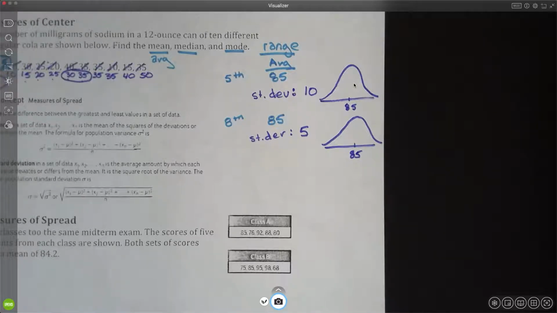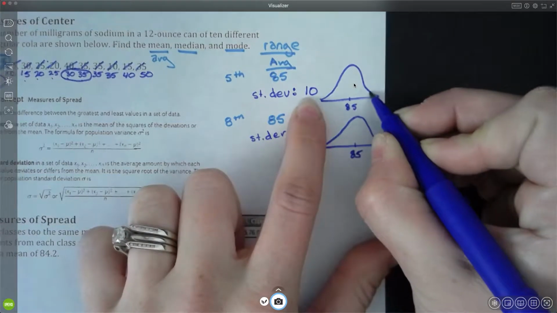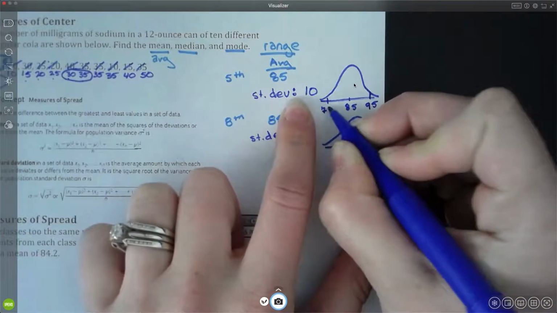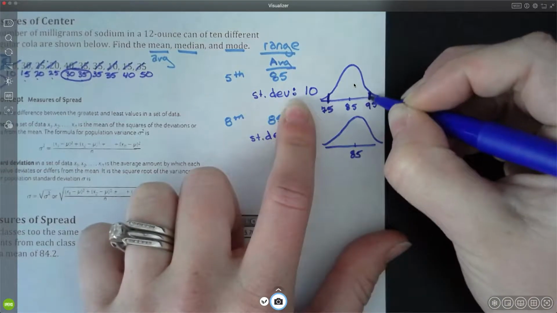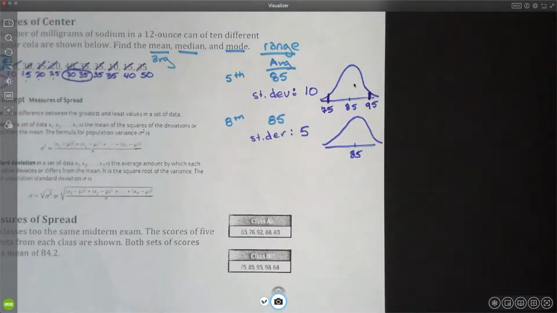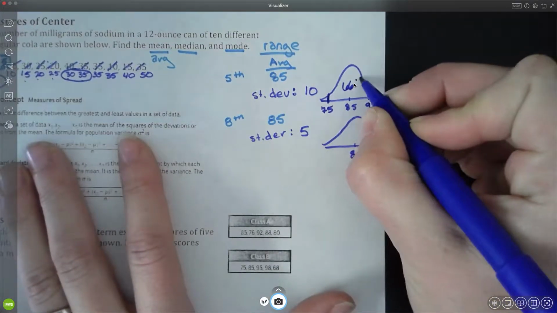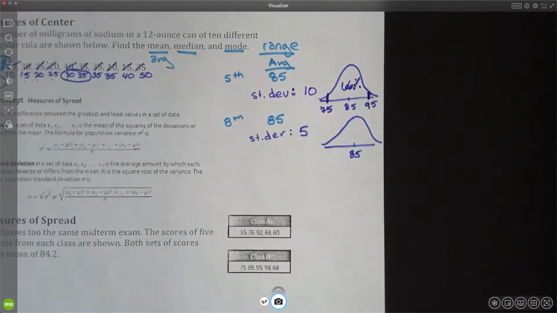So this is just what a bell curve looks like, but I'm going to use this to explain standard deviation, all right? When your standard deviation is a 10, that means if I add 10 points to 85, which would be 95, and I subtract 10 points from 85, which would be 75, those two marks are right here, okay? There is a fact in statistics that says approximately 66% of all of your data lives within 1 standard deviation on either side of the mean. So if I add 10, subtract 10, that means 66% of all of the 5th period class would have scores that were between 75 and 95.